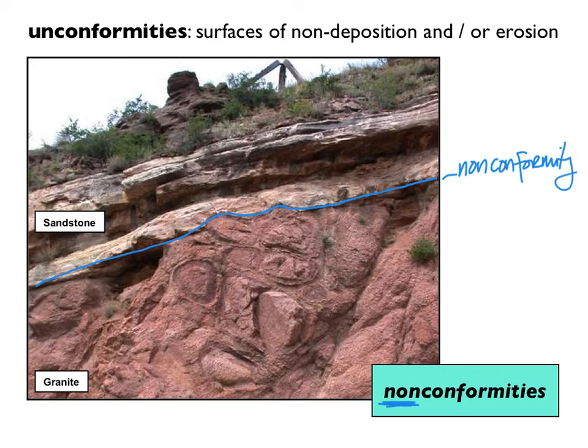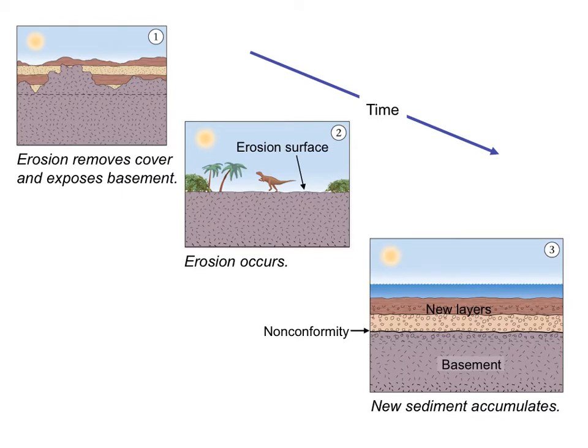That's the nonconformity. We can look at another cartoon image of this. In this case, this right here is our granite that intruded into these horizontally bedded sedimentary rocks. And this dashed line here represents the future erosional surface. So over time, all of this material is going to be eroded away. And now we just have granite with our dinosaur running across the top of it.